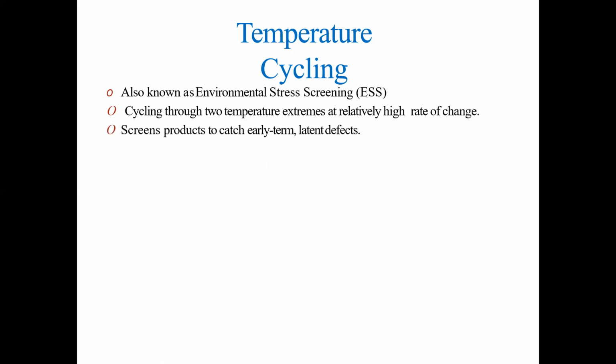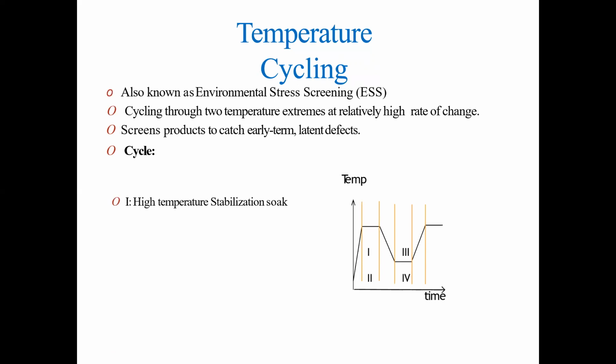Temperature cycling is also known as environmental stress screening, ESS. It cycles through two temperature extremes at a relatively high rate of change and screens the product to catch early term latent defects. You can see this figure. This is the time and this is the temperature. This is the cycle: first, second, third, and fourth.